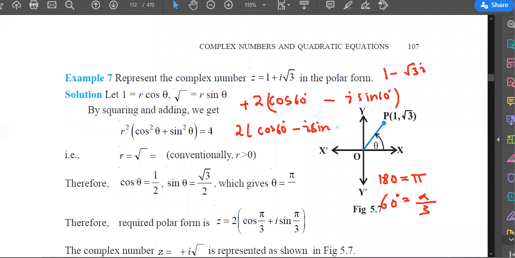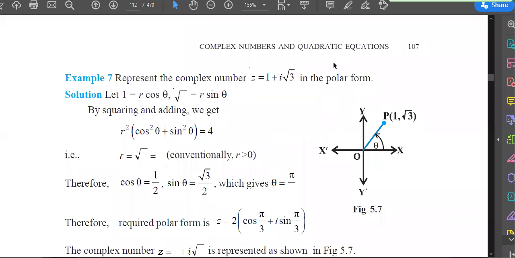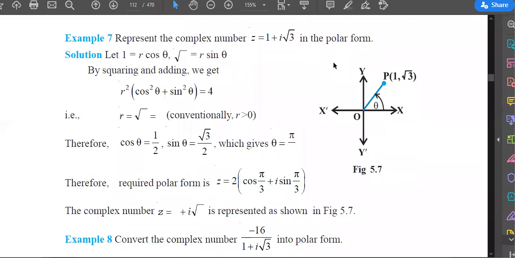ओके वेरी गुड, एक और प्रॉब्लम करते हैं, ठीक है वेरी गुड। So try to solve this one, question number 8, everyone try to solve question number 8. ठीक है, first you have to convert this in a plus ib form, right? Try to do that, everyone try to do that.